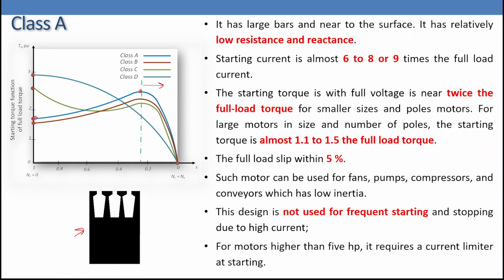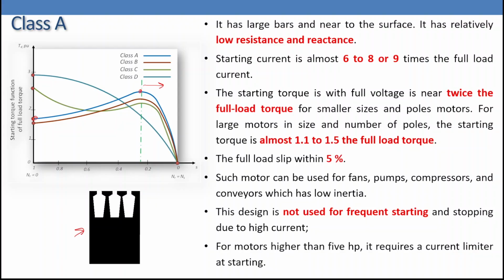It has relatively low resistance and reactance, so this means the starting current is high, 6 to 8 or 9 times the full load current. The starting torque with full voltage is near twice the full load torque for smaller size and fewer poles motors. For large motors in size and number of poles, the starting torque is almost 1.1 to 1.5 times the full load torque. The full load slip is within 5%, 1%, 2%, up to 5%.